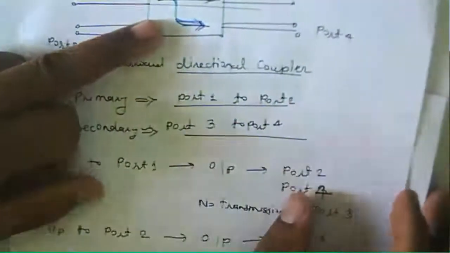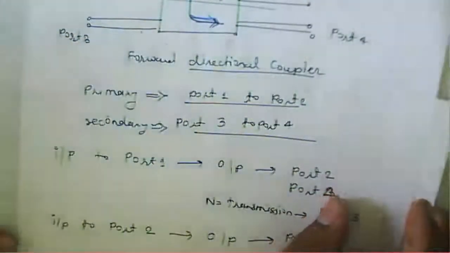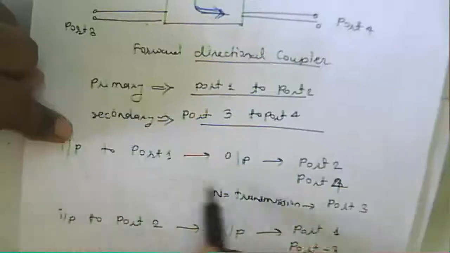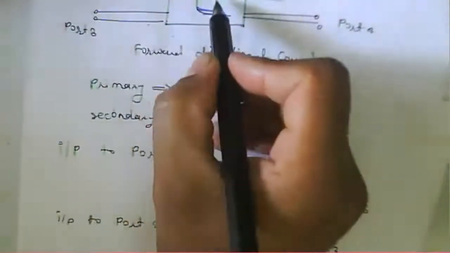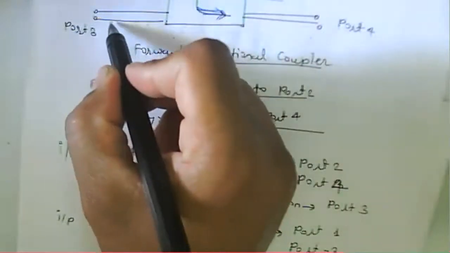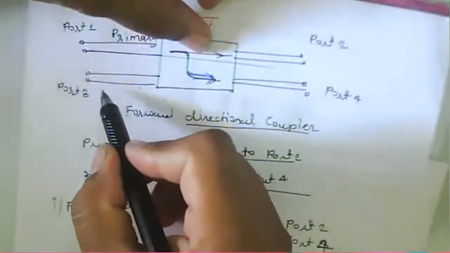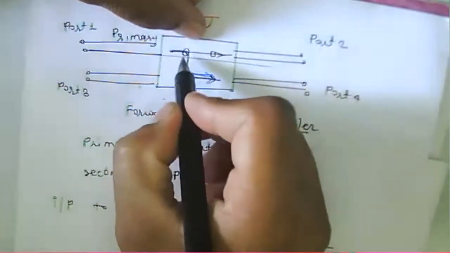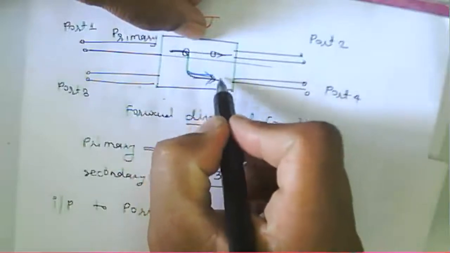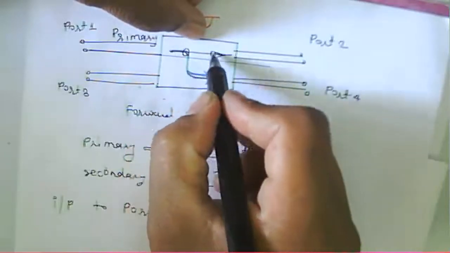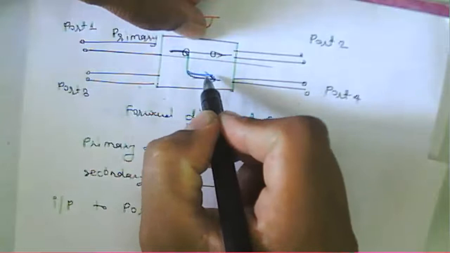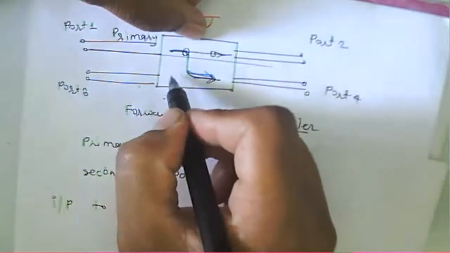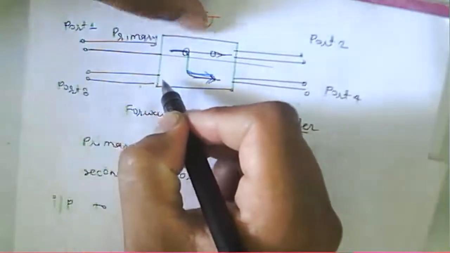So what happens when we provide the input from one of the arms? Output is available at port 2 and port 4. When it reaches port 3, it is cancelled. They cancel each other. Suppose there are two holes. Your power is coupled and it adds here: power from this portion and power from this portion add here. But when it reaches this other direction, there is a change in phase. That's why they cancel each other.